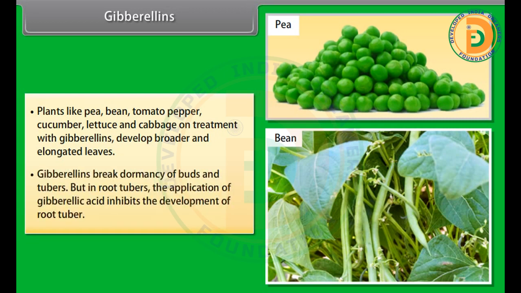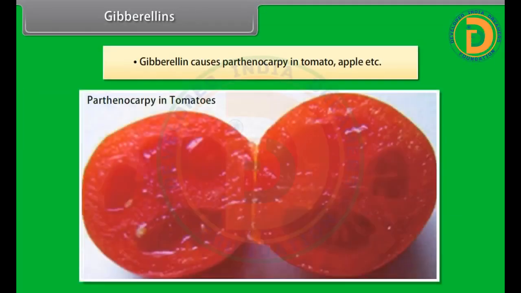Gibberellins break dormancy of buds and tubers, but in root tubers, the application of gibberellic acid inhibits the development of root tuber. Gibberellin causes parthenocarpy in tomato, apple, etc.